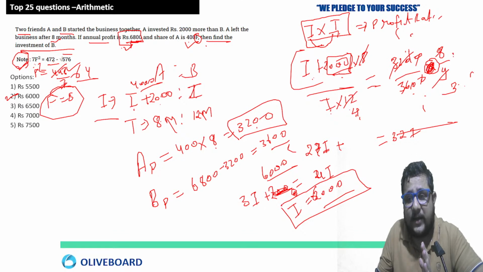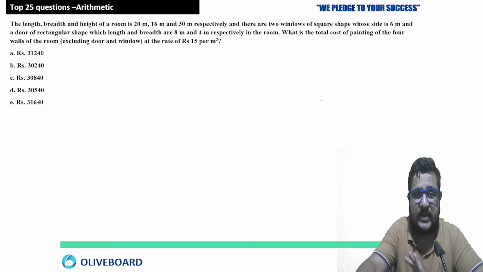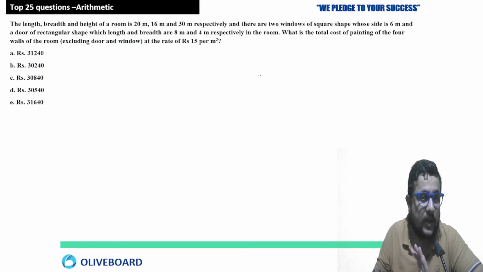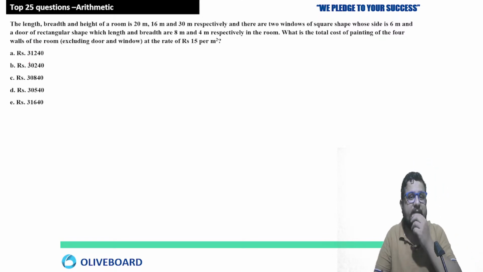Okay, now 8 ratio 9, just cancel whatever possible, then transfer. Now I is equal to 6000. That was the investment of A. Now B, sorry, and that's what they were asking. If they ask about A, you can easily say that is 8,000.